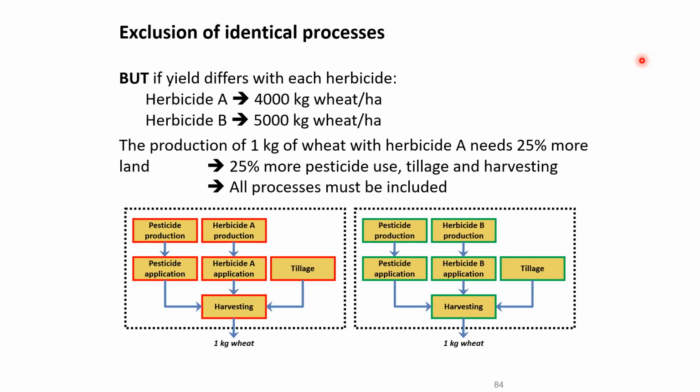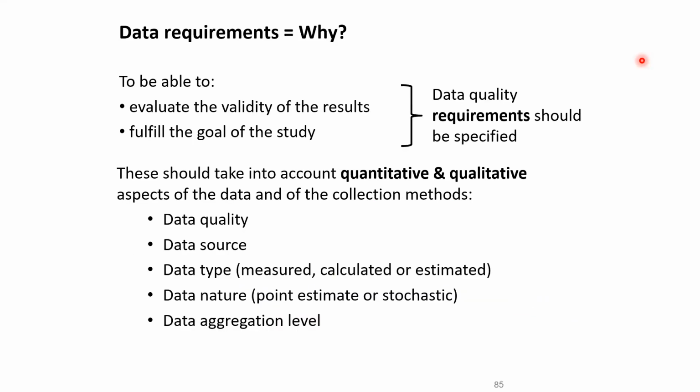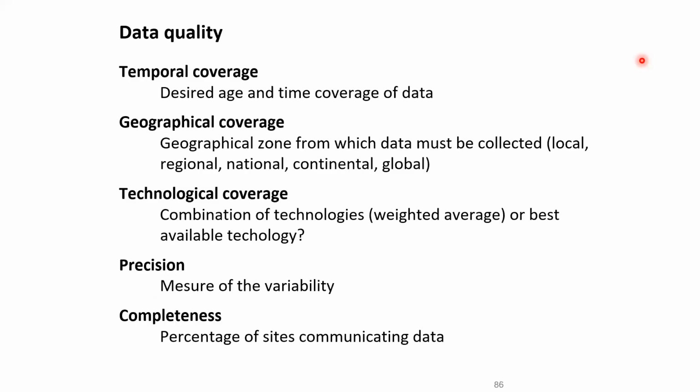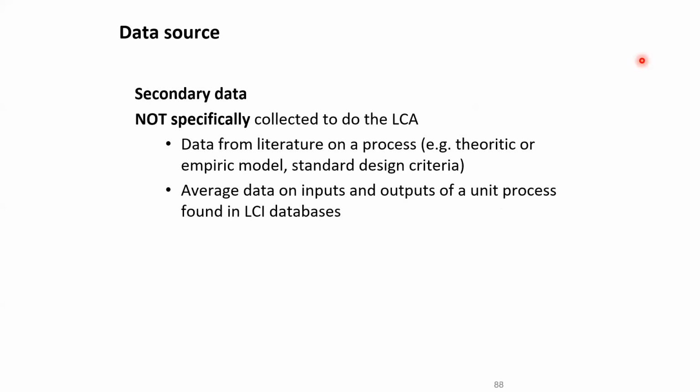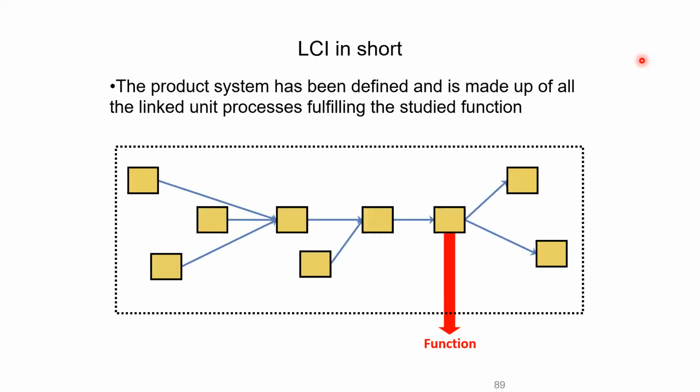Why? Because 1 kg of wheat with herbicide A needs 25% more land, so 25% more pesticide use, more tillage, more harvesting. So all processes must be included, and this data is required. Data quality, we talked about that: temporal data, geographical data, and all that. Primary data is the data that you collect. Secondary data is what you get from the literature.